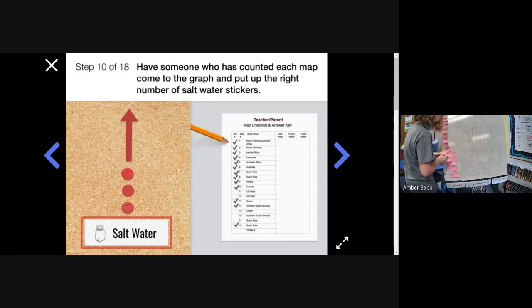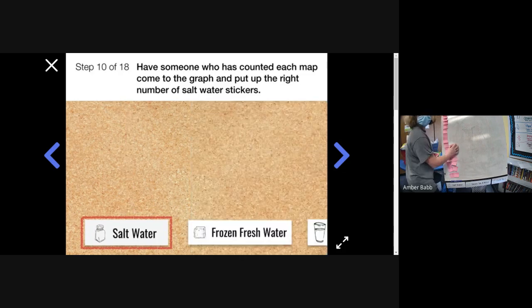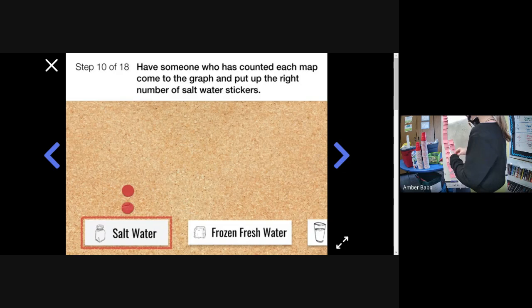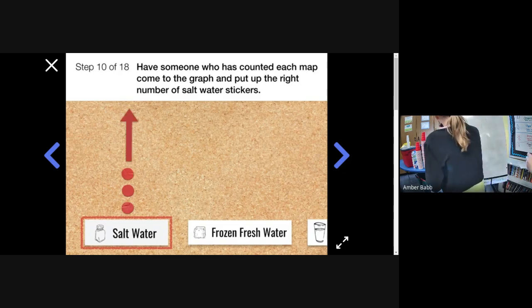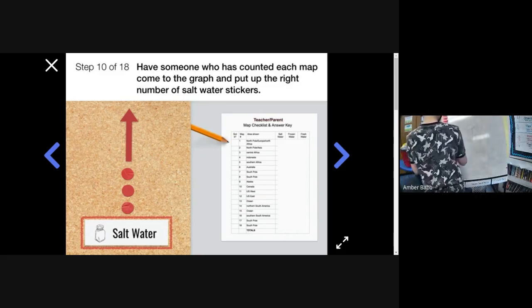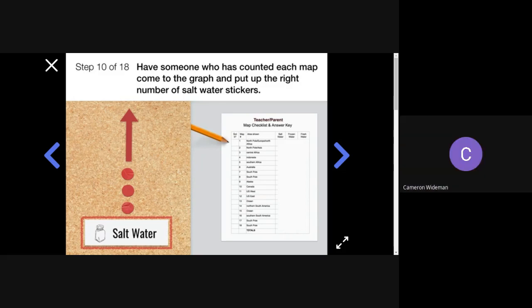Map 9. How many? 2 stickers with a remainder of 20. Map 10. How many? 2 remainder of 29. Map, what am I on? 11? Yep. How many? 5. Remainder of 38. No, remainder of 20.